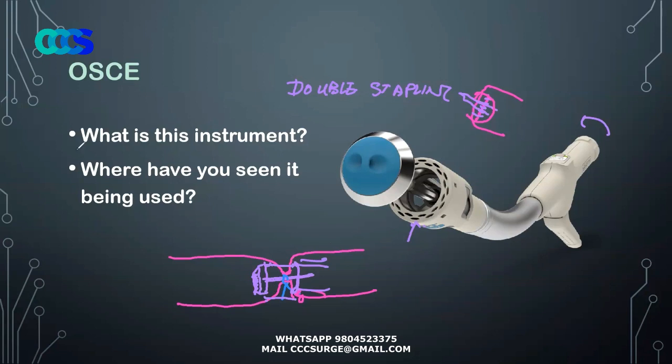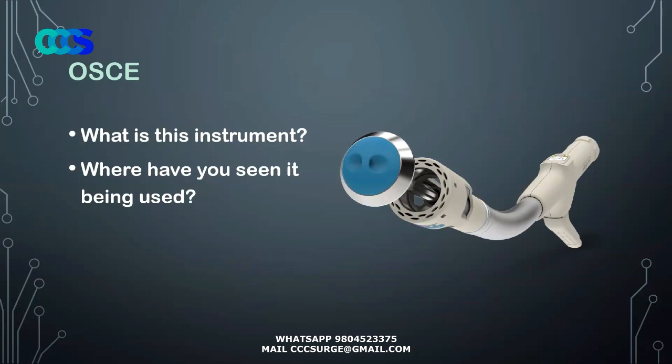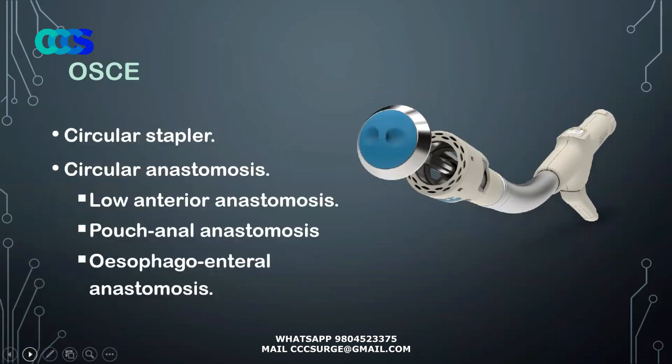That's the difference between a PPH gun and a circular stapler. I thought I would like to show you both, one after the other. So that's a circular stapler, circular anastomosis, and you can do it in a low anterior anastomosis. You can do a pouch anal anastomosis, where you've taken the entire colon and rectum out, and you have left the anal canal behind. So you can get a purse string on the anal canal or do a stapler, and then make an ileal pouch.